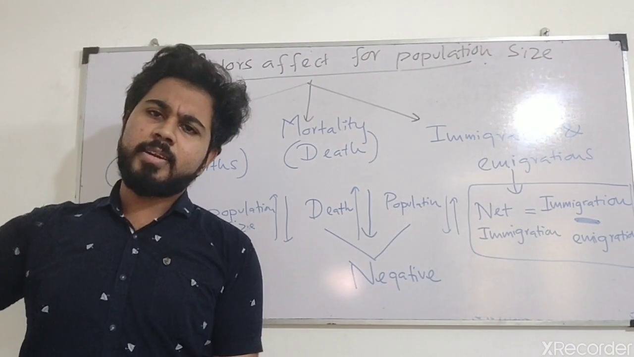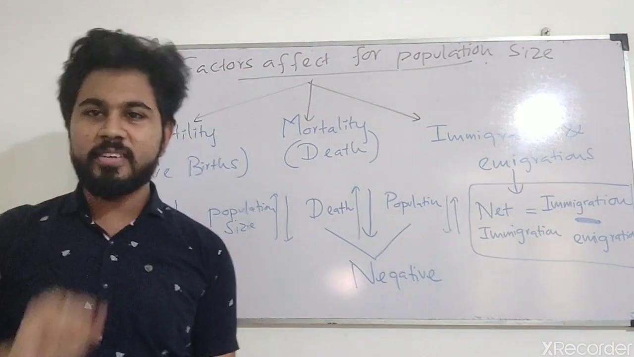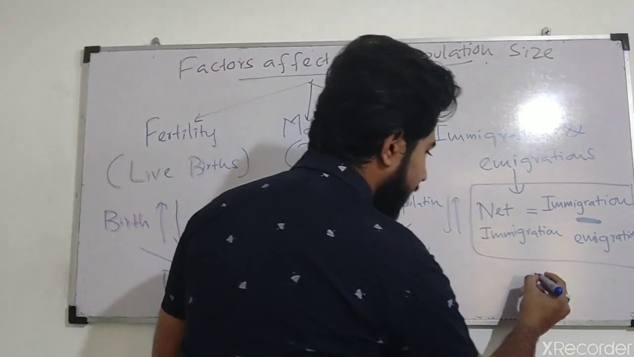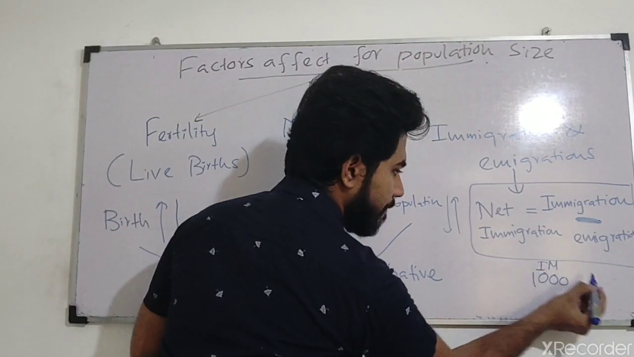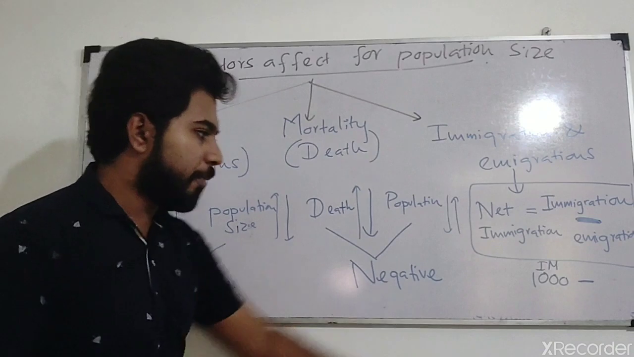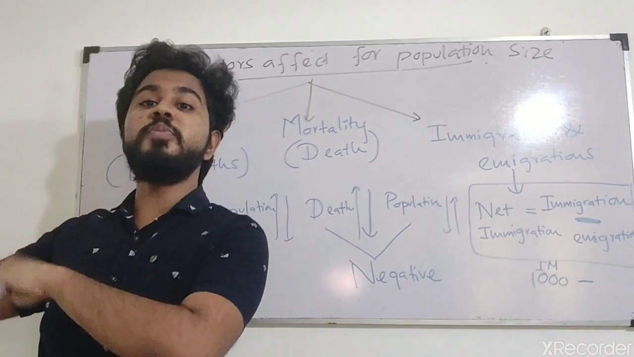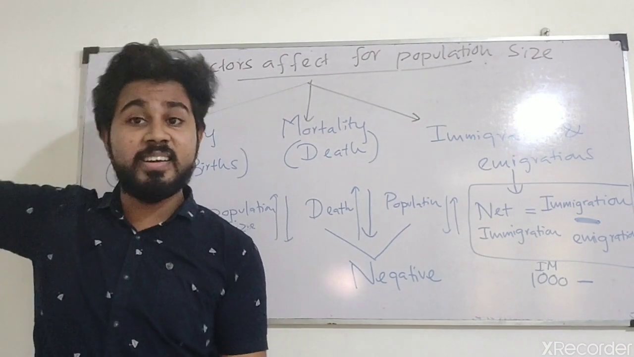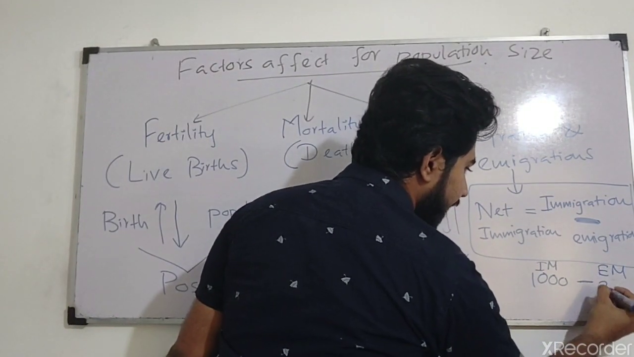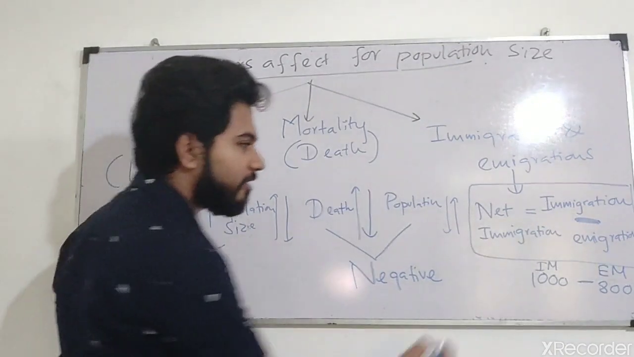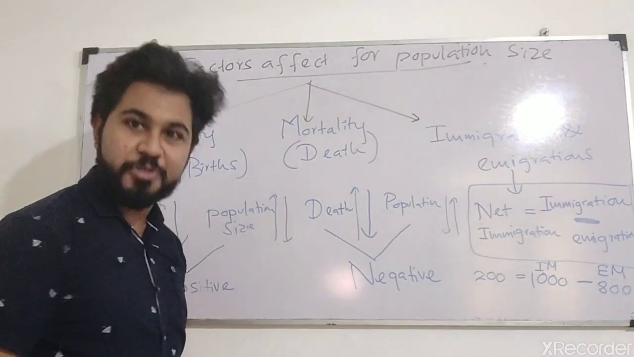Suppose the number of people who came to Sri Lanka for permanent residence in the last year is 1,000. Just a hypothetical example, 1,000. Then that is immigration. And there should be a minus mark. And suppose the number of people who go out from Sri Lanka to establish permanent residence abroad is 800. That means emigration is 800. Then what is the value of the net migration? Net migration is 200.